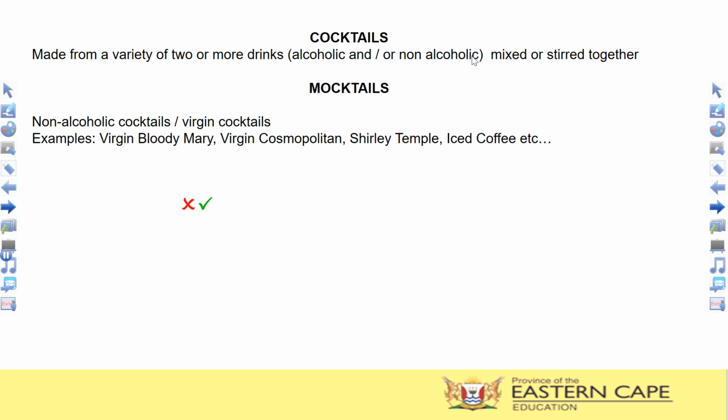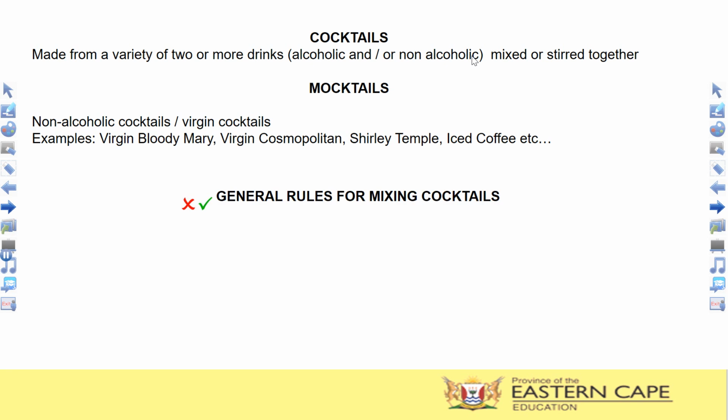Mocktails are the non-alcoholic version of cocktails, and they are sometimes referred to in restaurants as virgin cocktails. For example, you can take a Bloody Mary, which will contain your vodka, and without that alcohol component, the name changes and it becomes a Virgin Mary. So whenever you see the word virgin before a cocktail, you must know that it does not contain any alcohol. Other examples would be your Virgin Cosmopolitan, your Virgin Mojito, you've got your Shirley Temple, your iced coffee, etc.